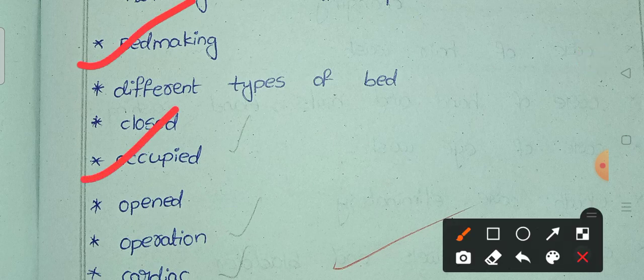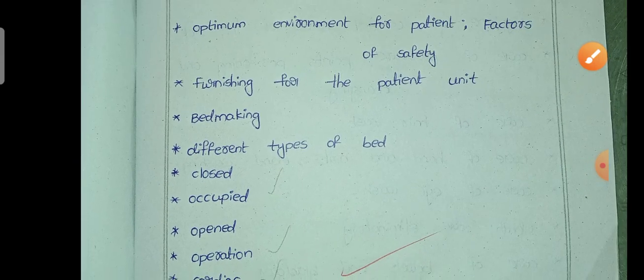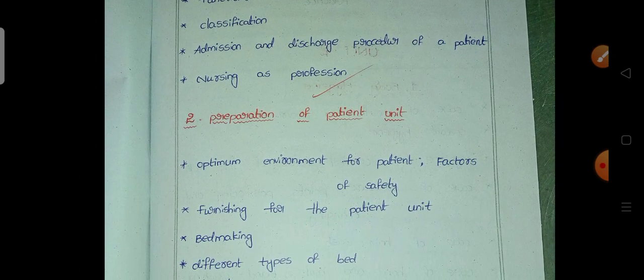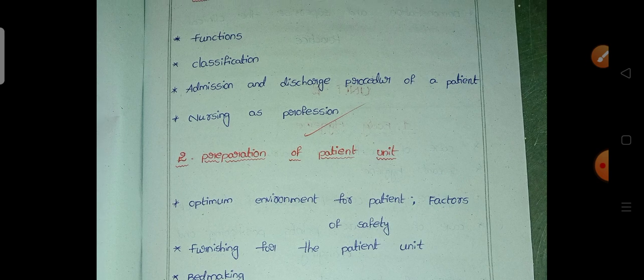It's clear in this unit. So the first unit is divided into two partitions: partition one is the concept of hospital, and the second is the preparation of the patient unit. These are the two topics that come under unit one. It's clear.